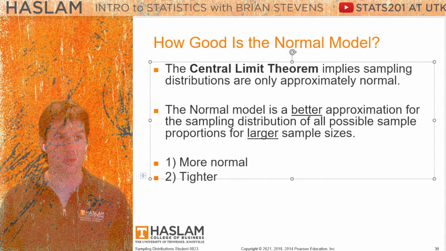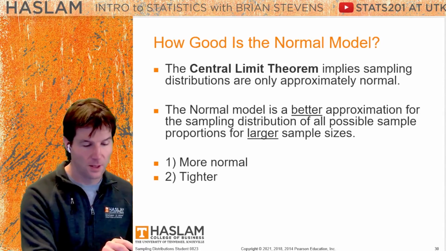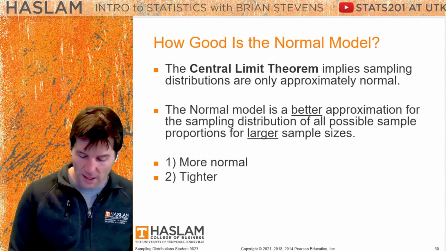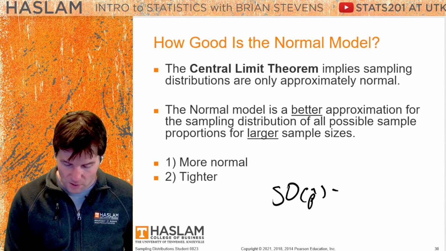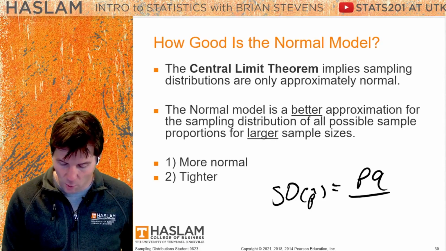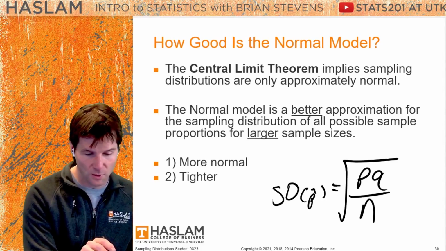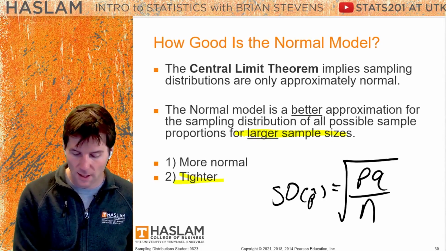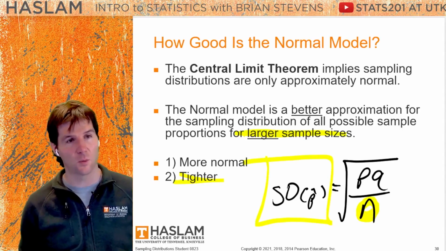Well, you actually just saw the tighter part of it because think of the formula we just learned. When it becomes tighter, we're talking about the standard deviation. There's less spread to the data. So you have the square root of p times q over n. And as we increase and get larger samples, the tighter is because you're dividing by n. The standard deviation gets smaller.